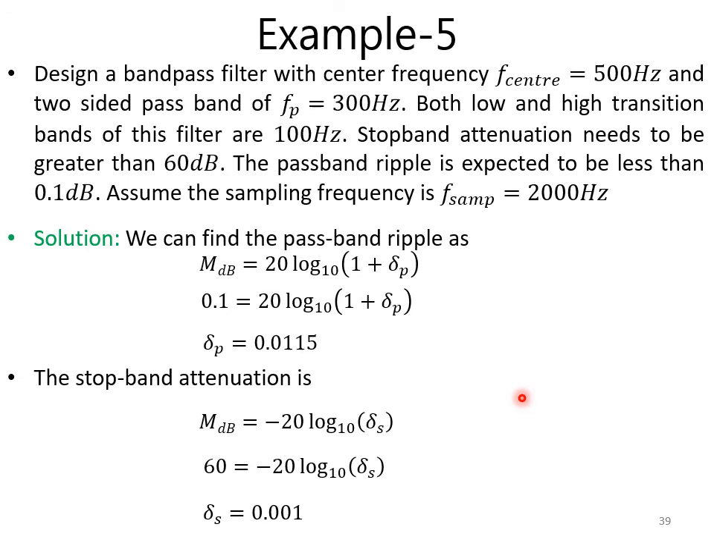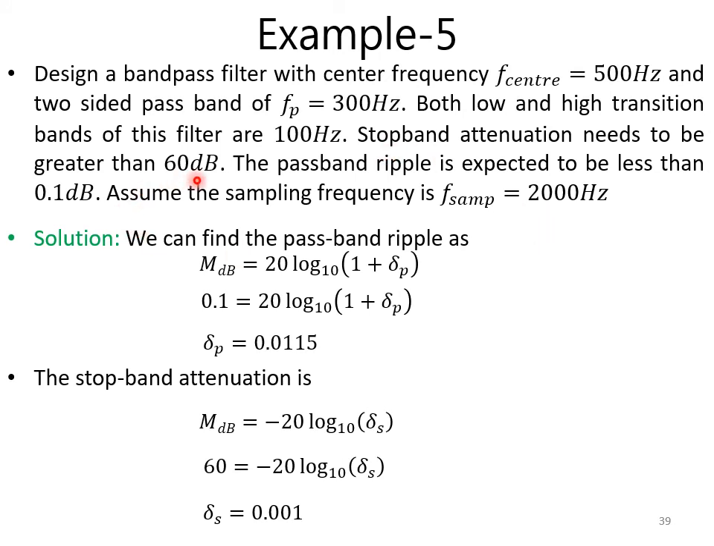Now in example number 5, we have to design a band pass filter having center frequency 500 Hz and two-sided pass band of 300 Hz, right? So we have center frequency 500 Hz, with 500 minus 300 Hz on the lower band and 500 plus 300 Hz on the upper band, right? So both the low and high transition bands of the filter are 100 Hz. So we have a transition band of 100 Hz at the lower side and a transition band of 100 Hz on the upper side.